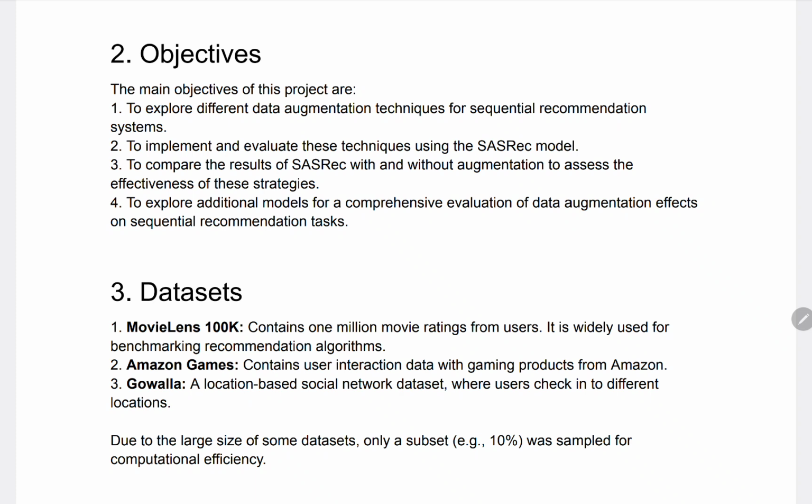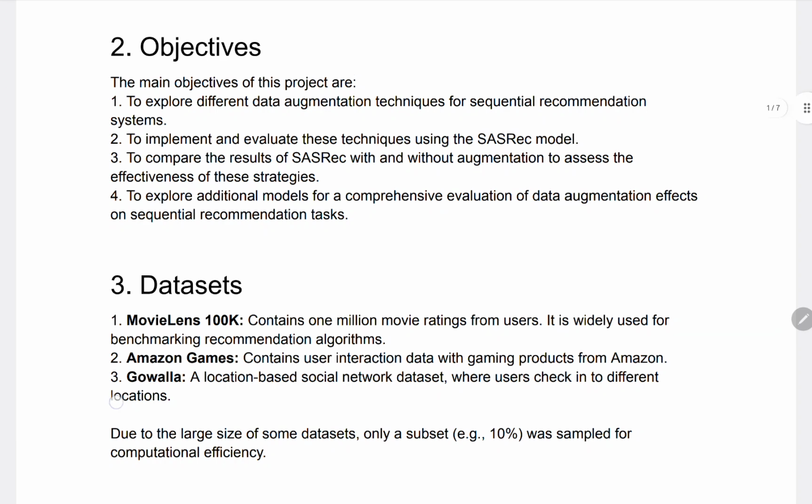We used three well-known datasets: MovieLens 100K, Amazon Games, and Gowalla. MovieLens 100K is a popular dataset containing movie ratings from users, whereas Amazon Games is a dataset of user interactions with gaming products, and Gowalla is a social network dataset where users checked into different locations. Since these datasets are quite large, we sampled 10% of the data for faster training. This also ensured that our experiments remained computationally feasible while retaining the temporal order of user interactions.